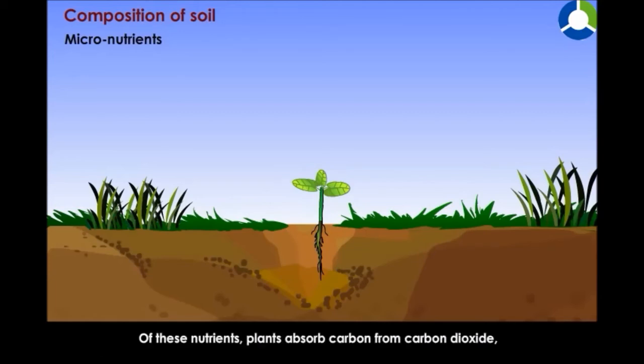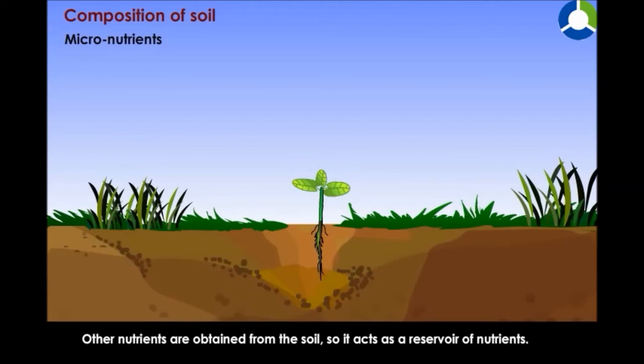Of these nutrients, plants absorb carbon from carbon dioxide, oxygen from air and water in the soil, and hydrogen from water in the soil. Other nutrients are obtained from the soil, so it acts as a reservoir of nutrients.